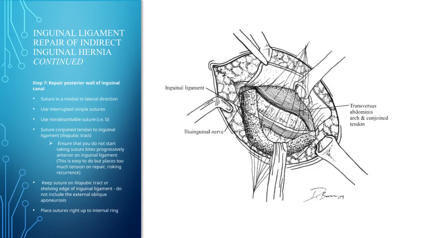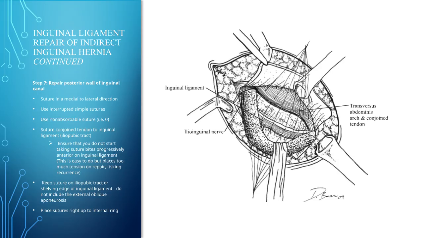Step 7. Repairing the posterior wall of the inguinal canal is the part of the operation that provides the long-term strength. Use interrupted simple sutures. Use a strong, non-absorbable suture, such as 0-Prolene or Ethibond. The repair involves suturing the conjoined tendon, formed by the lower edges of the internal oblique and transversus abdominis muscles, above, to the iliopubic tract or the shelving edge of the inguinal ligament below.